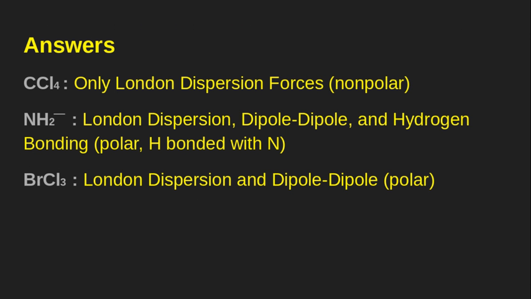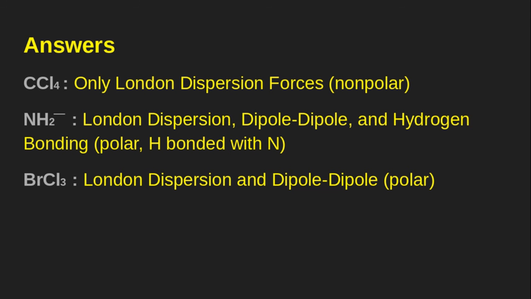Okay, so for the first one, you should have gotten only London dispersion forces because it's a nonpolar molecule. There's no hydrogen. Then the second one, you can see that hydrogen is bonded with nitrogen, which creates hydrogen bonding because it's hydrogen with either nitrogen, oxygen, or fluorine. Also, it has London dispersion because every molecule has London dispersion, and it is polar, so it has dipole-dipole as well. So this one has very strong forces.